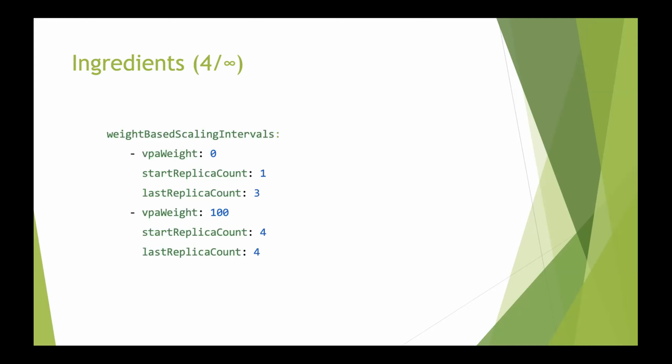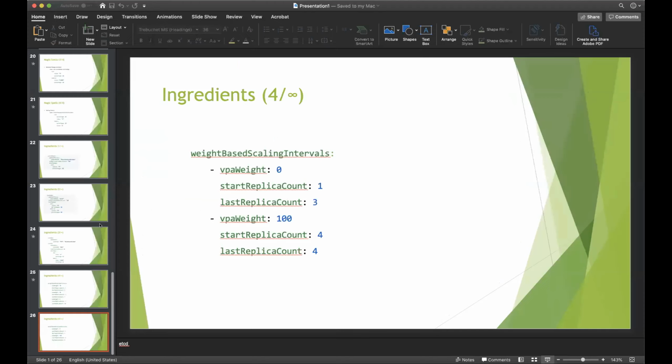So this is an example where the initial scaling from 1 replica to 3 replicas happens only horizontally, since the VPA weight is given 0. And once the replica count reaches 4, the VPA weight is given 100. So we scale only vertically in that case. So this was an introduction about HVPA. Let's see some demo.